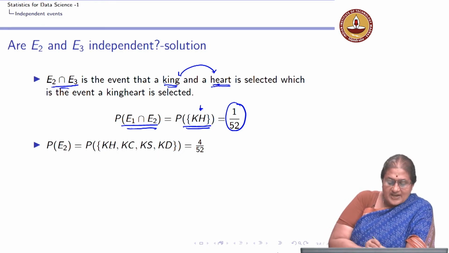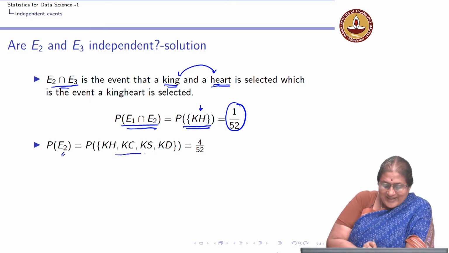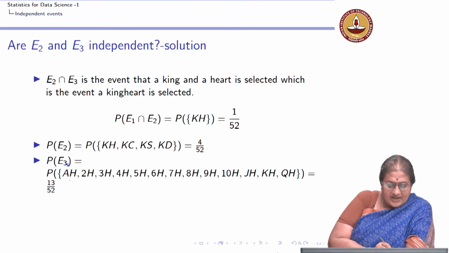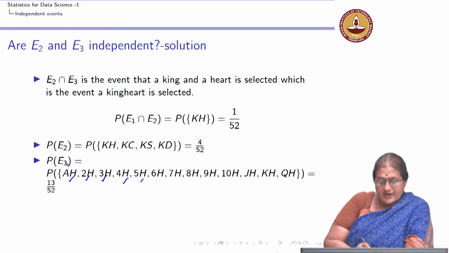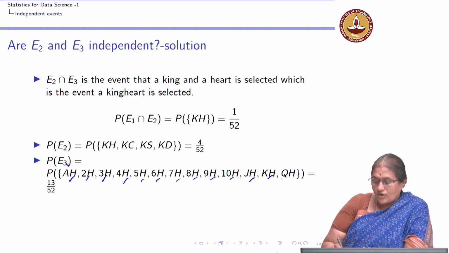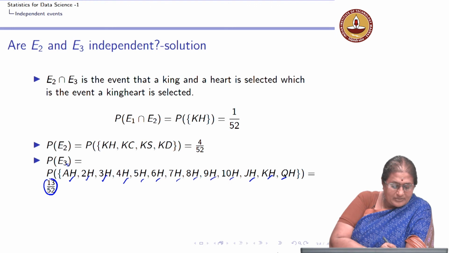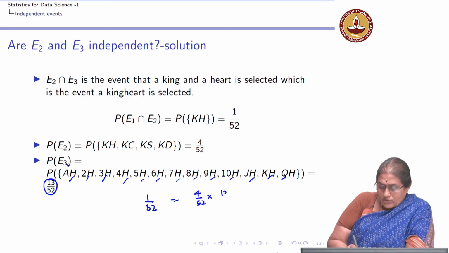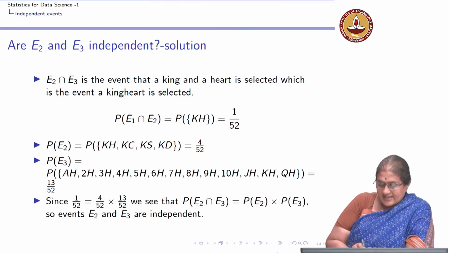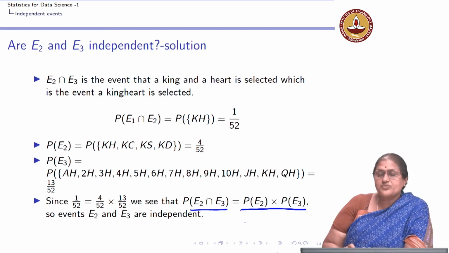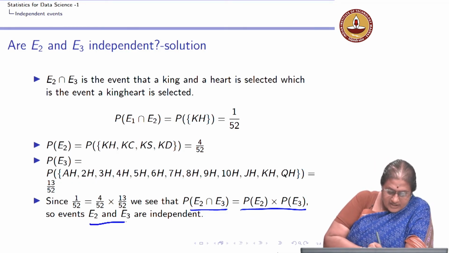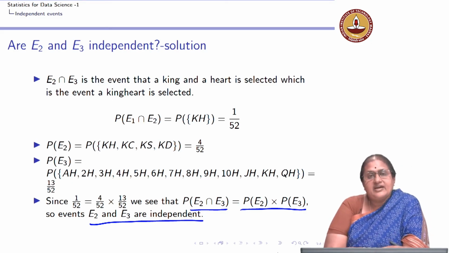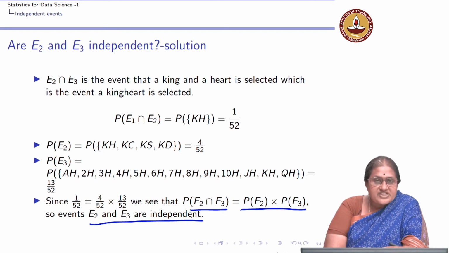Now, the probability of choosing a king, E2, is 4 by 52. The probability of choosing a heart: I can have an A, 2, 3, 4, 5, 6, 7, 8, 9, 10, jack, king or queen. So, 13 possible choices, it is 13 by 52. We observe 1 by 52 is 4 by 52 into 13 by 52. Okay. So, this is 13, and I get this is 1 by 52. Hence, since the probability of E2 intersection E3 is the probability of E2 into the probability of E3, E2 and E3 are indeed independent events. This is something which we even checked intuitively.